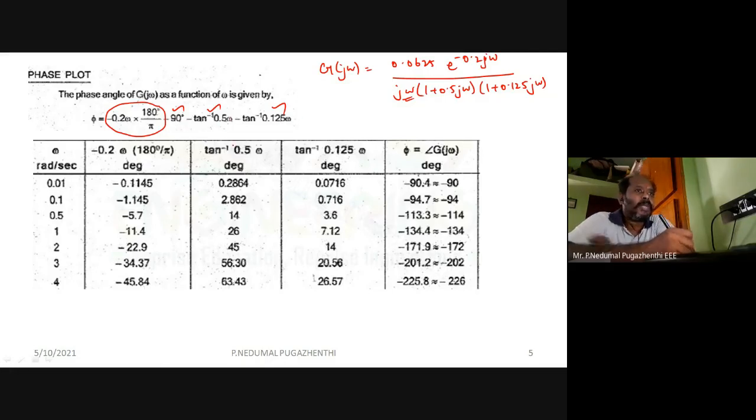Now you have to apply different omega values accordingly, so that you get different phase angle values. And you can see that for different values of omega, I am getting different phase angle values from minus 90 to minus 226, if I am varying it from 0.01 to 4 actually, right? I can extend it further.